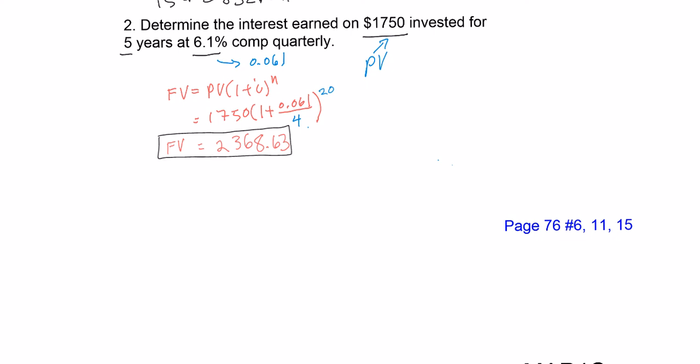Now, our next equation that you're going to learn about today is calculating the interest. The interest is equal to the amount in the future, which is the future value, minus the starting value, which is the present value. So we're just going to take these two numbers and subtract them. Our future value is 2,368.63, and we're going to subtract that from our original amount of $1,750. So basically our interest is equal to 618.63. And we state our final answer.